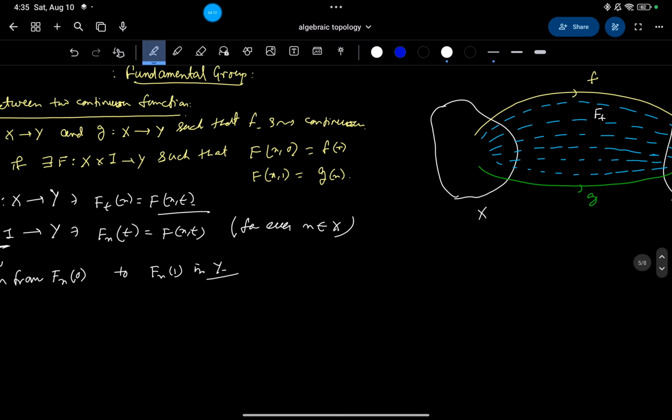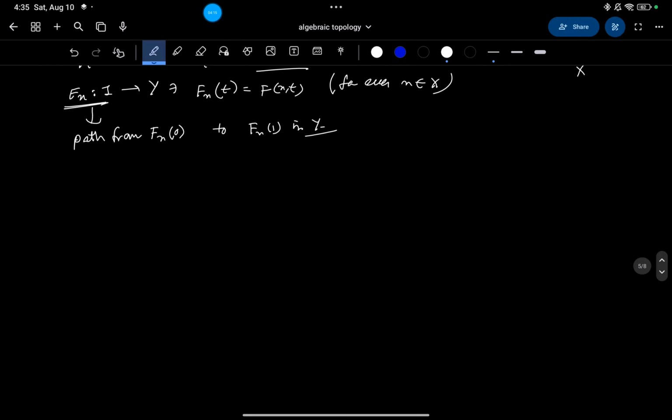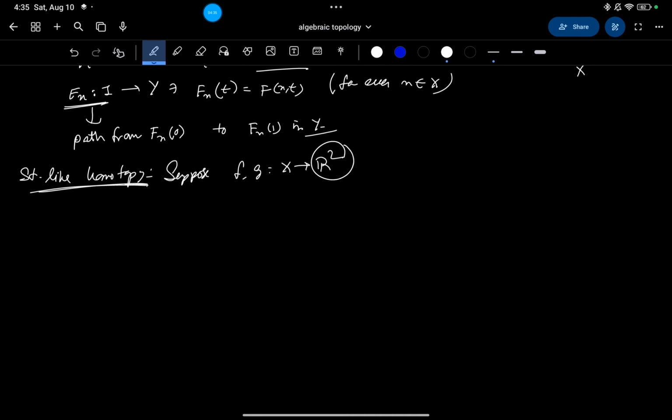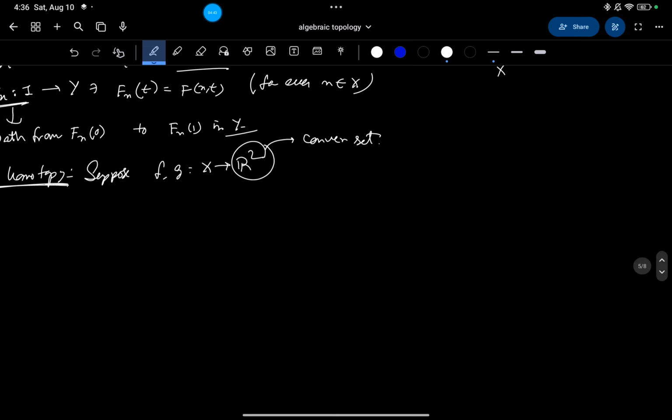So let's have an example. For example, a most common example you have seen is something called straight line homotopy. Suppose we have f comma g, both mappings from X to R2. Note that as R2 is a convex set, if we take any two points, then you can join them by a straight line, and that particular straight line will be completely inside R2.